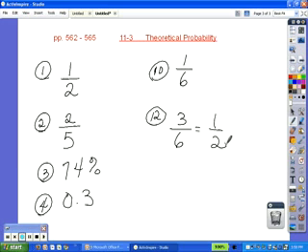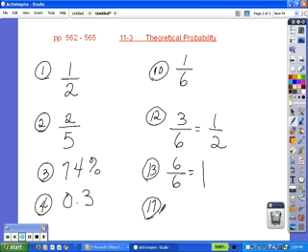If we have one like number 13, the probability of getting a number greater than 0. Well, all 6 numbers on the number cube are greater than 0, so that probability would be 1. We have one like number 17 where we're asked what is the probability of getting a negative number. Well, there are no negative numbers on the number cube, so that's impossible, and that probability would be 0.